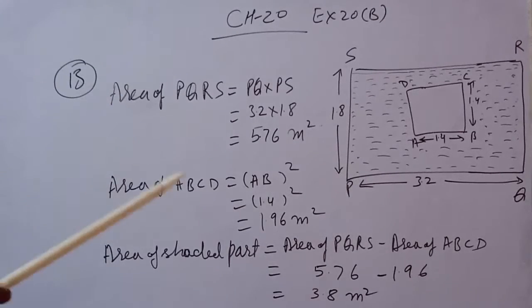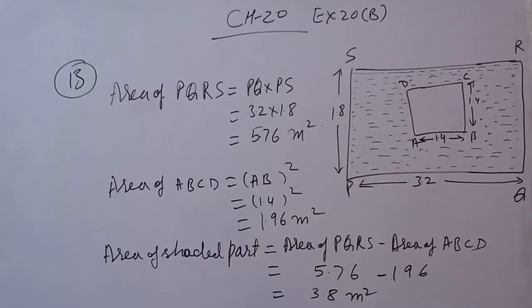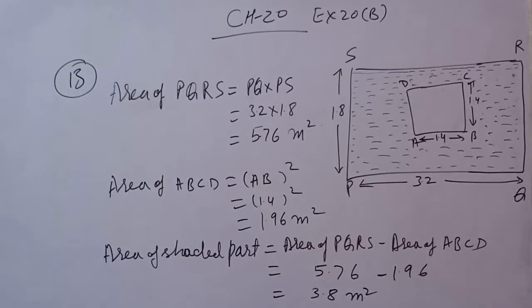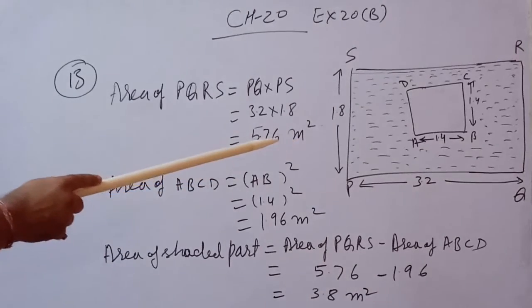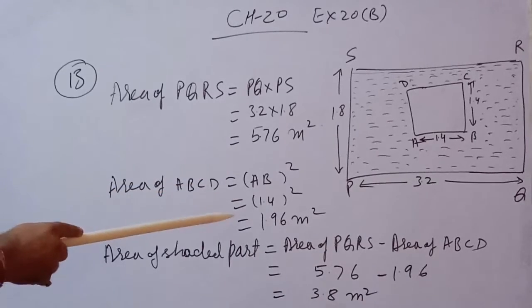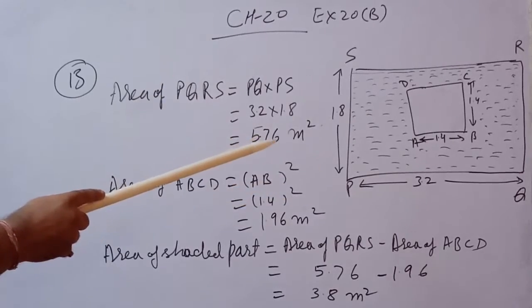So area of the PQRS, the outside figure, that is a rectangle, and we all know the area of the rectangle is length into breadth. So length is 3.2 and breadth is 1.8. So we will multiply together, we get the area 5.76 meters square. Now here we will find the area of the square that is inside the PQRS, that is ABCD. The area of the square, you all know, is side square, that is AB square. AB is the side of the square. All sides are equal, so 1.4 square, that is 1.96. So now area of the shaded part equals the area of PQRS minus the area of ABCD.